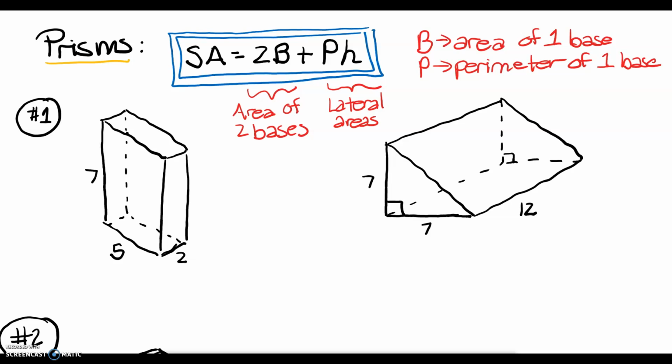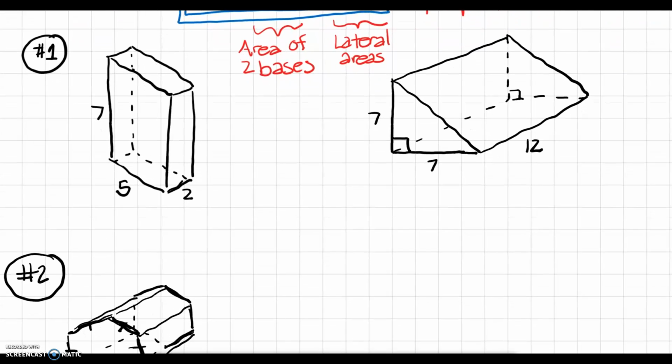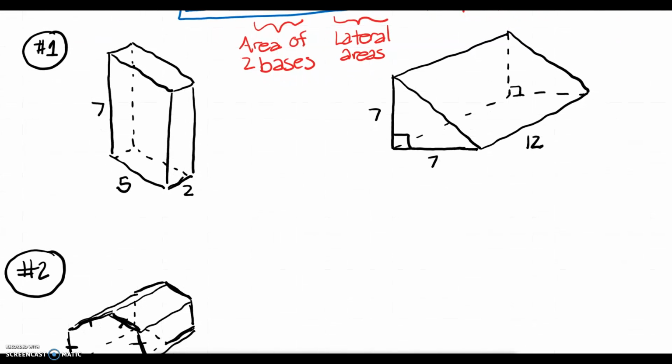So let's go ahead and work these two problems here. We're going to find the surface area of these two prisms. I know they're prisms because they're polyhedrons and each of them has at least two sides that are parallel. So let's go ahead and find the parallel sides.